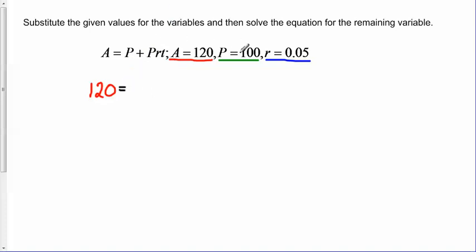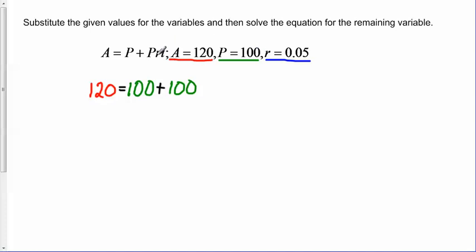Now we have a P, and we can see that my P value is 100. So we're going to substitute in the 100. And then that plus comes down from the original formula. And then we have another P, and so 100 is going to go in for that P as well. We have to put it in every place that we see that capital P. We want to be putting in this value of 100.